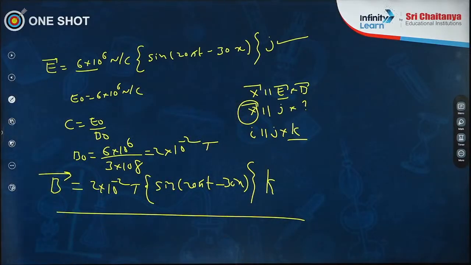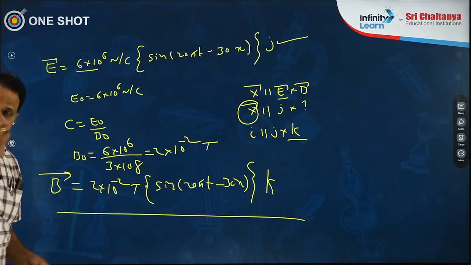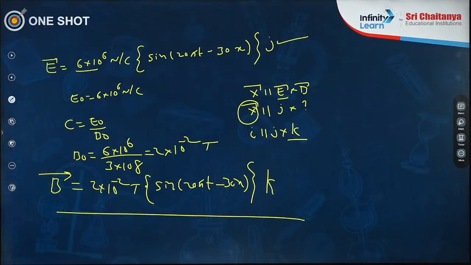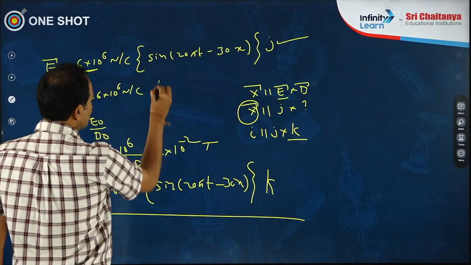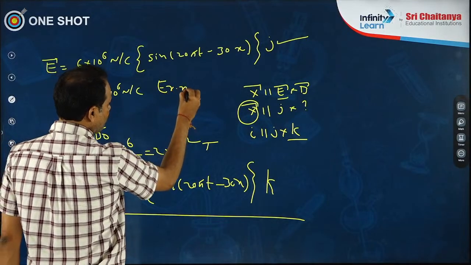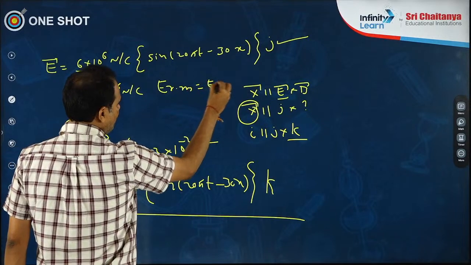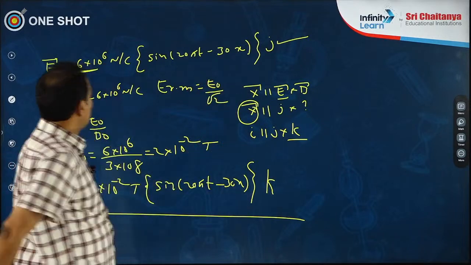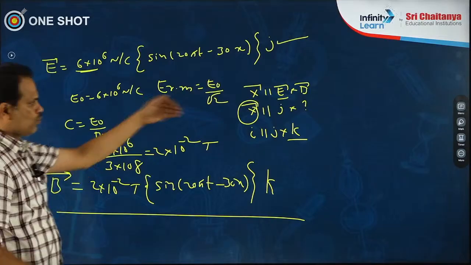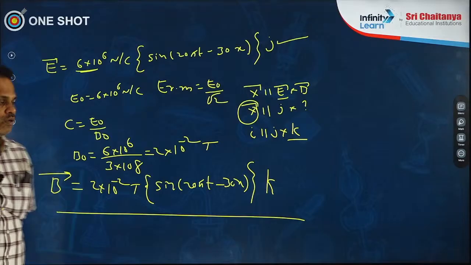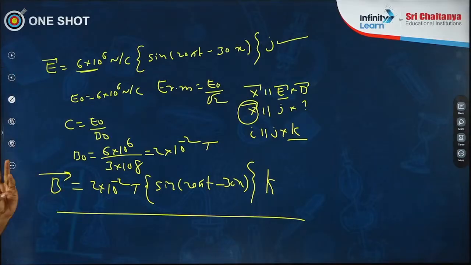But sometimes the RMS value of the electric field is asked. RMS value means, the peak value is 6 into 10 power 6. E RMS, the root mean square value, is equal to the peak value E naught by root 2. So E RMS is equal to 6 into 10 power 6 by root 2. This way we can write.